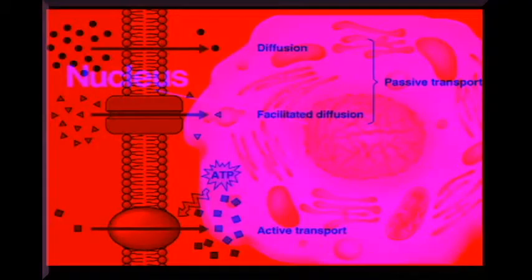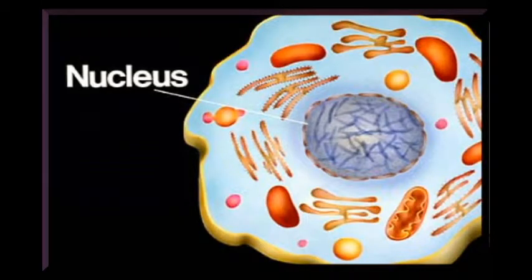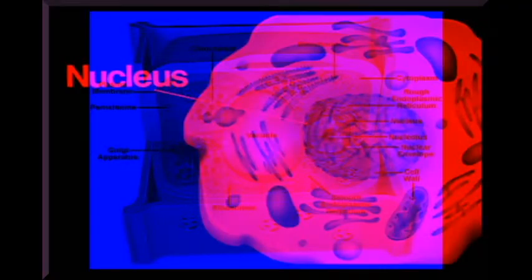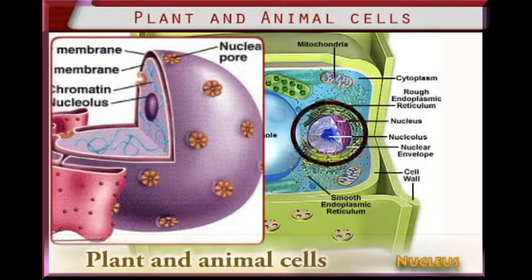Then we have the nucleus. The nucleus is in the center of the animal cells, and it is a little bit pressed to the side in the plant cell, and it controls all the activities.